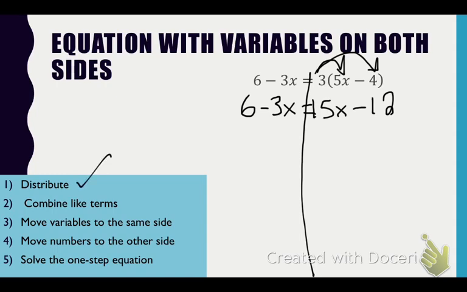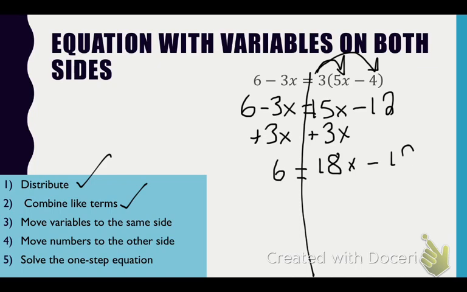Alright. So again, I don't have any like terms to combine. 6 and 3x, 15x and 12, not like terms. So that's done. Now I need to move variables to the same side. So I could, again, take the 15 to the left, but this time, because I still want to keep positives, I'm going to move the negative 3x to the right. So I'm going to add 3x to both sides. So I'm left with 6 equals 18x minus 12.